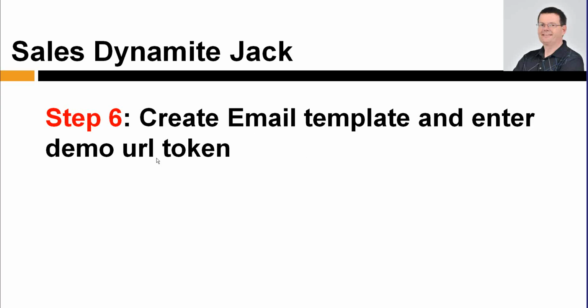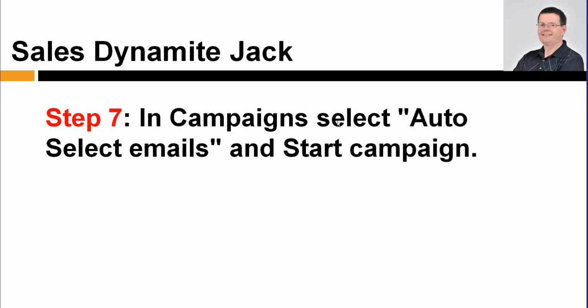Create email template and enter the demo URL. Okay, so that's the token. I did that. In the campaign, select auto select emails and start campaign, and I also did that too. So can somebody say how many minutes we are along now? 38 minutes. So in 38 minutes you can have this all done.